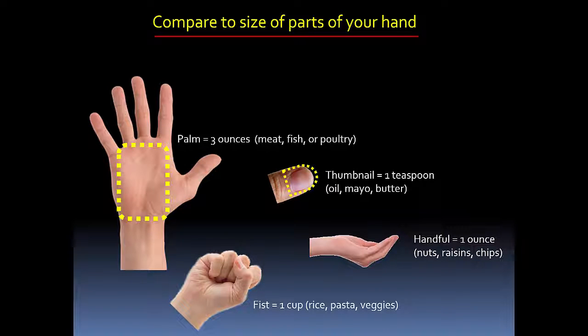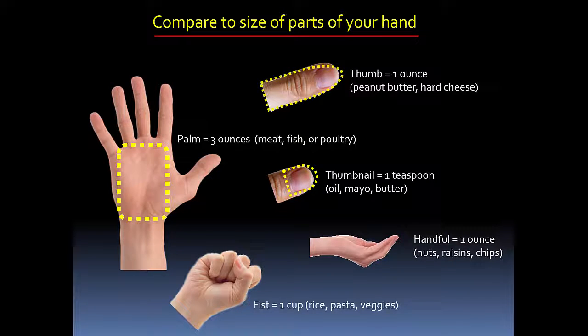The tip of your thumb, basically the volume of your thumbnail, or the equivalent area of your thumbnail, is equivalent to about 1 teaspoon of oil or butter or mayo. So it's a little smaller than the poker chip, which was about 1 tablespoon. But for every thumbnail equivalent of these types of foods that you eat, you can think of that as being equivalent to about 1 teaspoon of food. And your complete thumb, basically from the tip of your thumb to about the second joint, is equal to about 1 ounce of a food like peanut butter or a hard cheese, for example. So for every complete thumbful of these foods that you consume, that's equivalent to about 1 ounce.